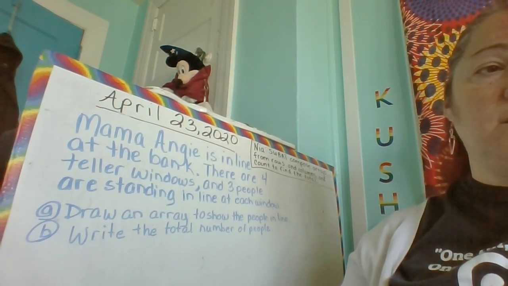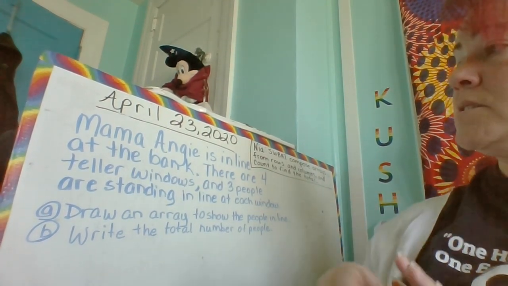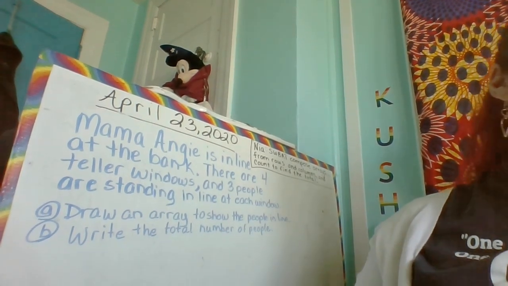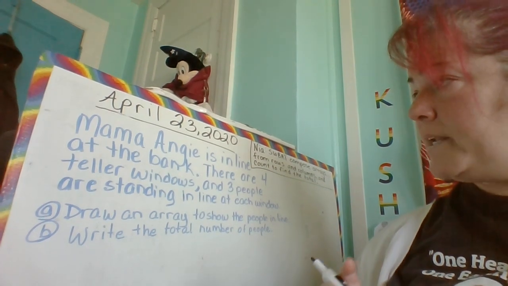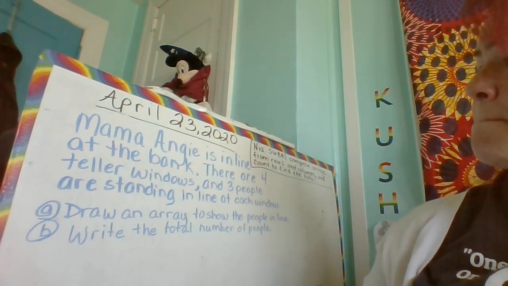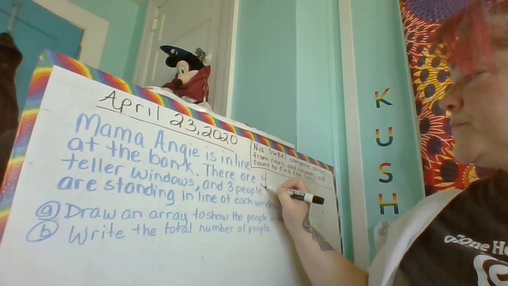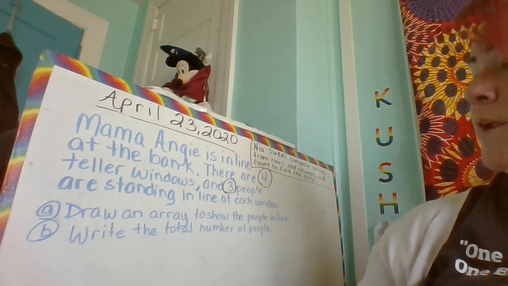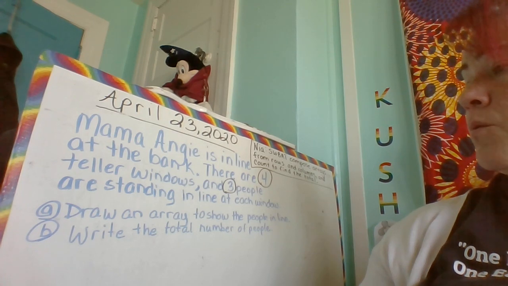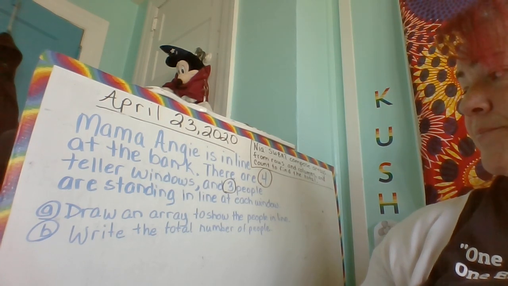I see, what do I need to circle? What do I need to circle? I'm looking for Zafir. What do I need to circle in my problem? 4 and 3. What do I need to underline? What am I underlining, Ariana?